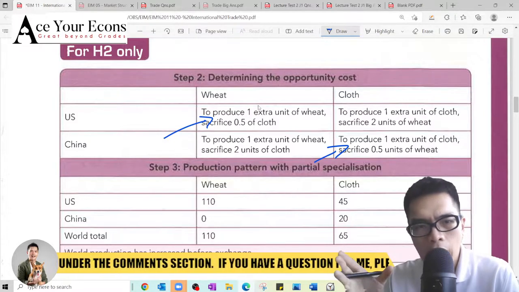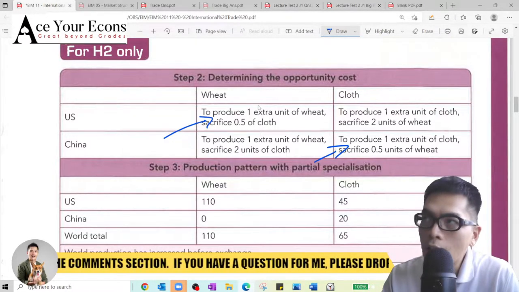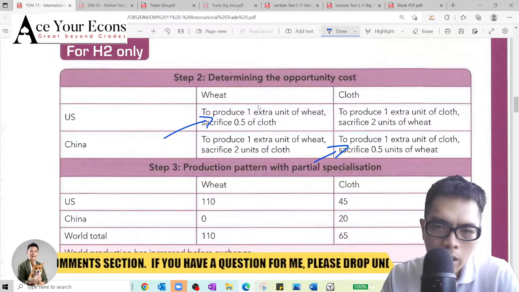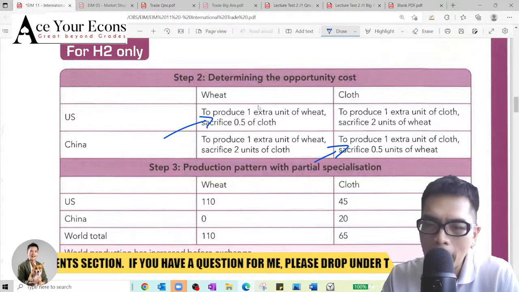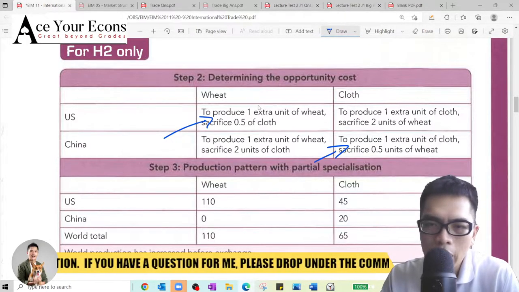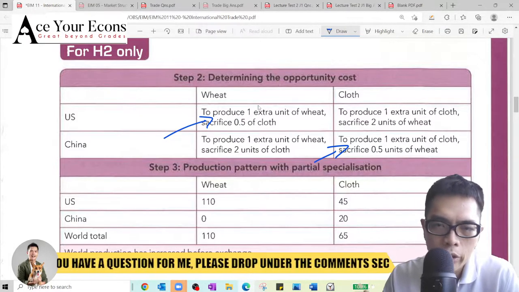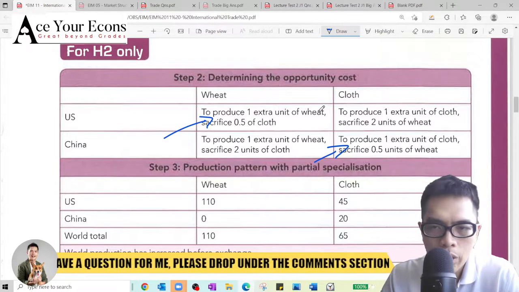Another mistake I often see in some scripts: the theory of comparative advantage is all about opportunity costs, not monetary costs, not labor costs, nothing to do with that. It's all about opportunity costs, so make sure you include opportunity costs in your illustration.